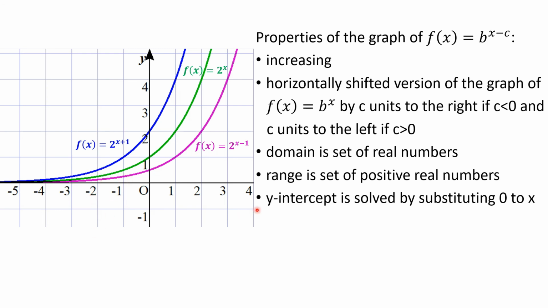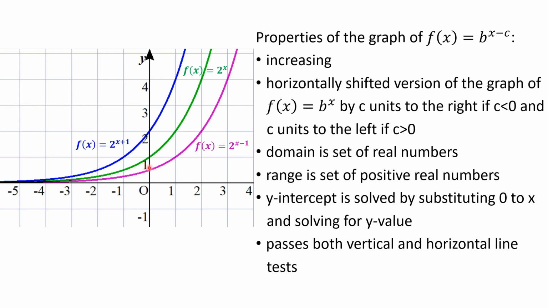The y-intercept is solved by substituting 0 to x and solving for the y value. So the ordinary way of solving for the y-intercept, just substitute 0 to x and then solve for the y value. Substitute 0 to this x. 0 minus 1 is negative 1. 2 to the negative 1 is 1 half. So that will be the y-intercept. That's why the purple curve touches the y-axis at 1 half. And each of the graphs passes both vertical and horizontal line tests.